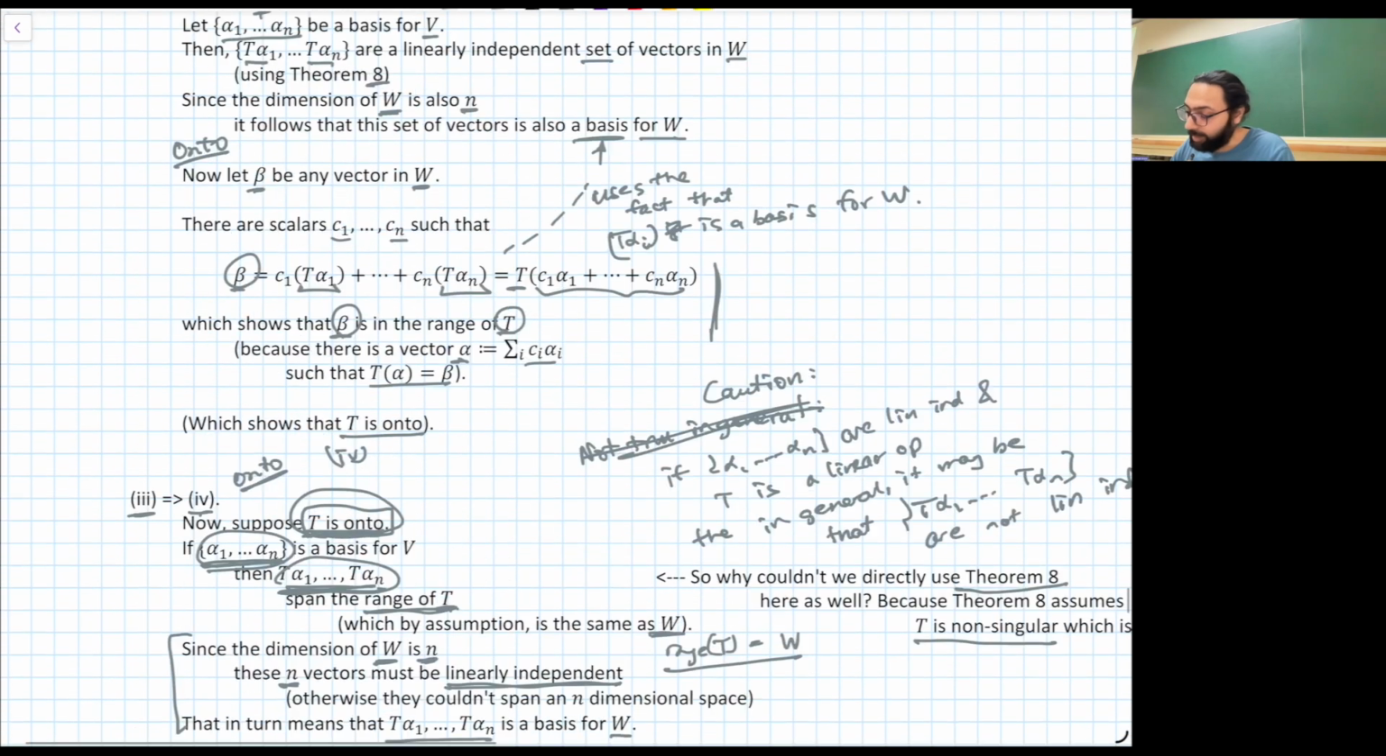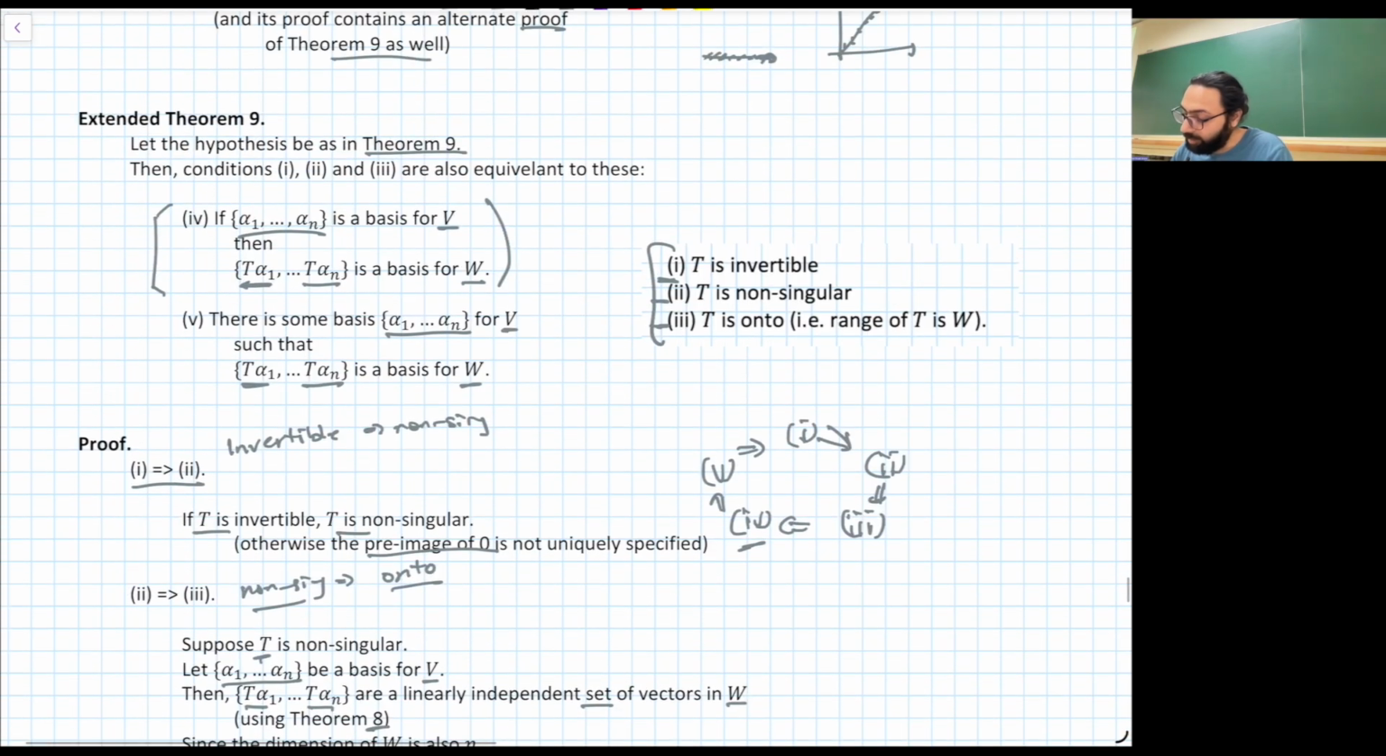So that brings us back. Okay, so we basically showed all four. So this is the one that we just saw: 5 implies 1, right? And that brings us back to the book. So they're all equivalent. Okay.